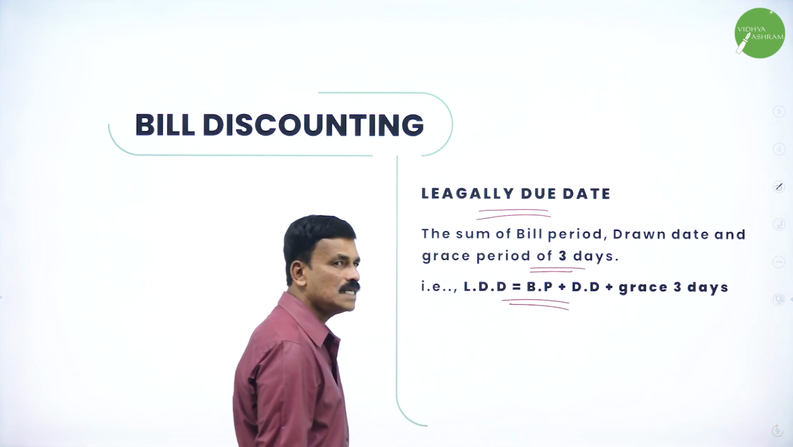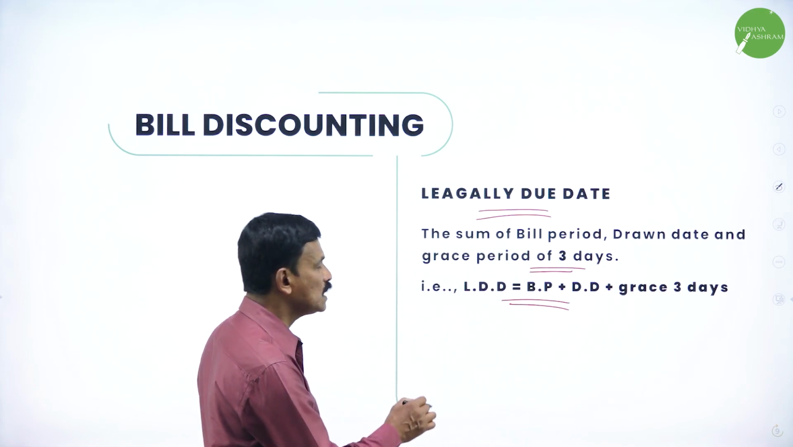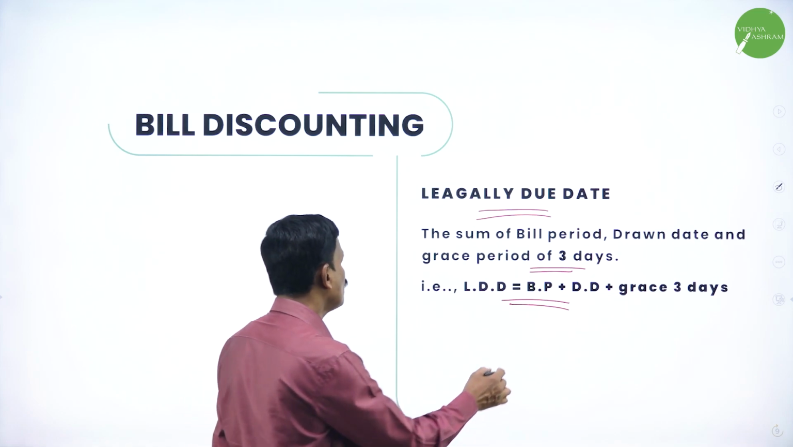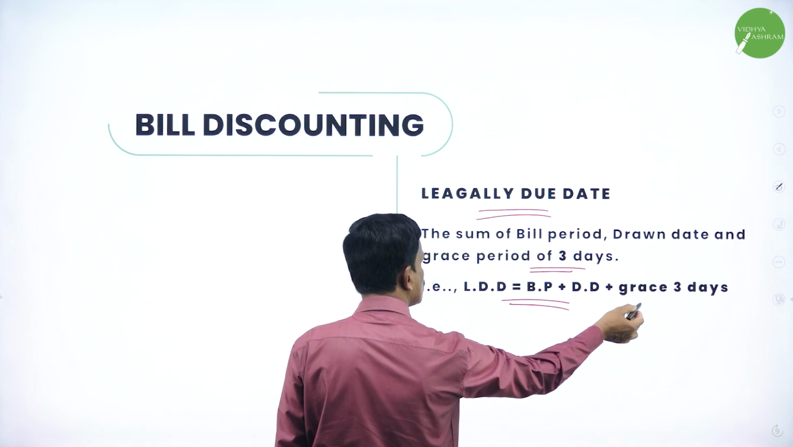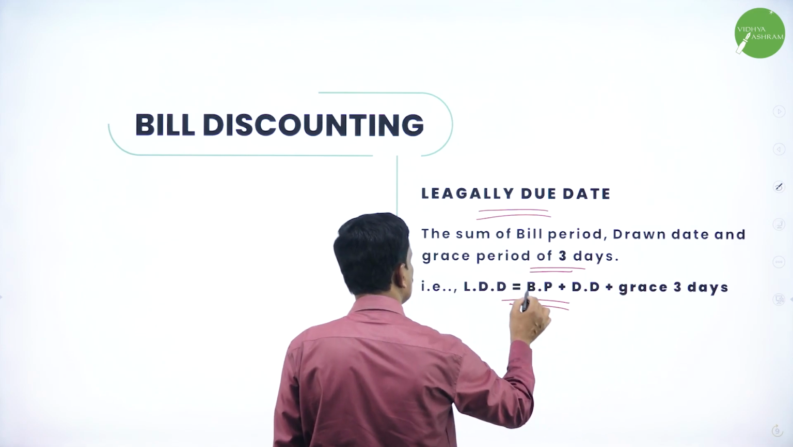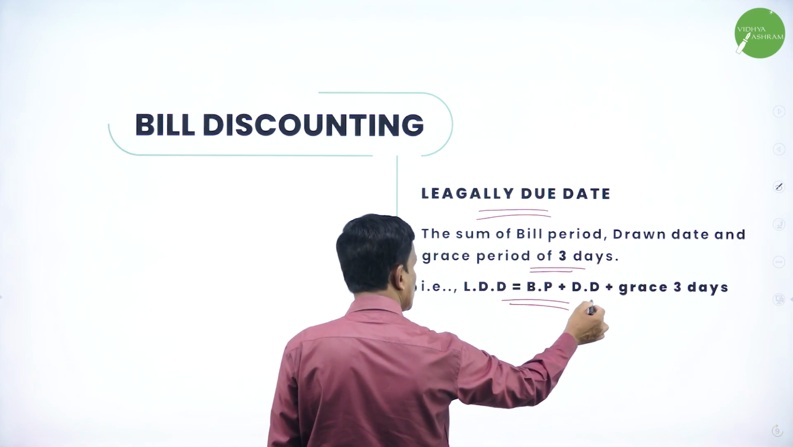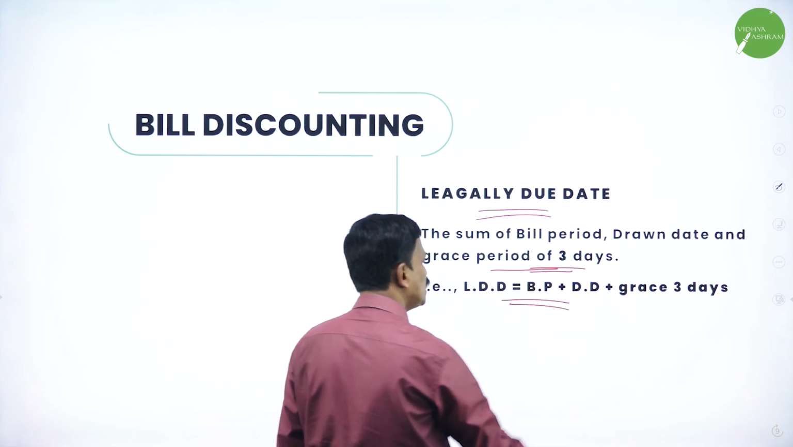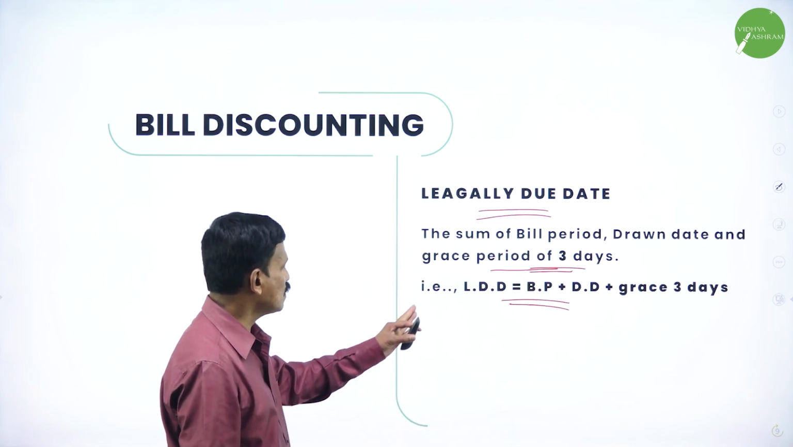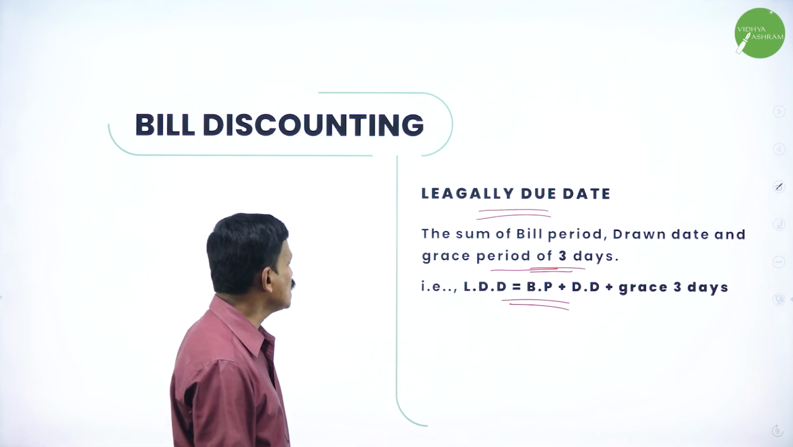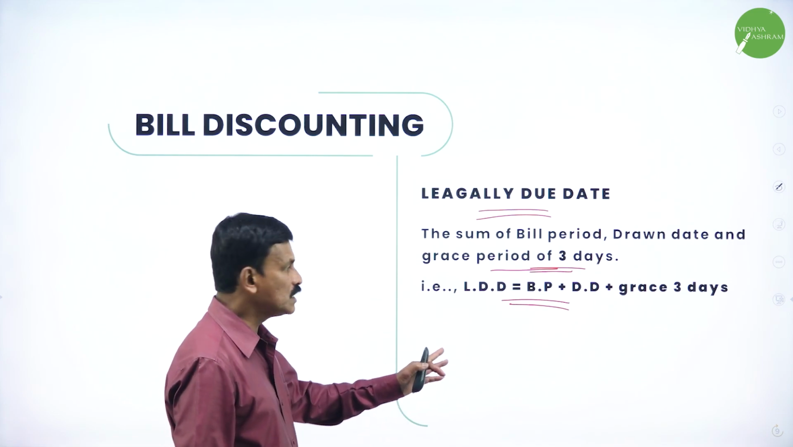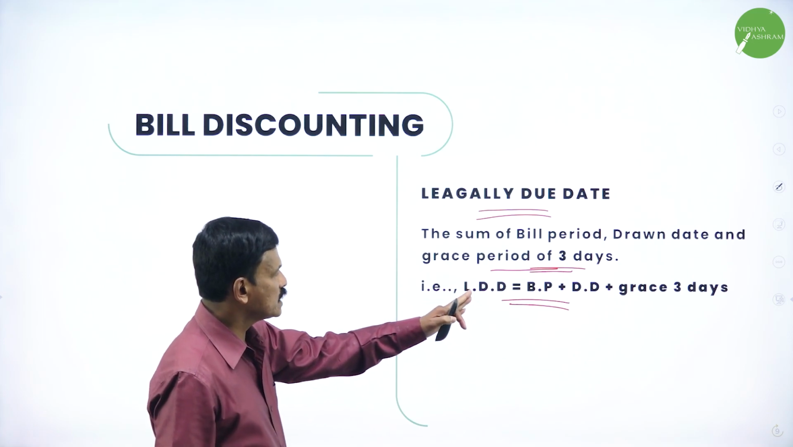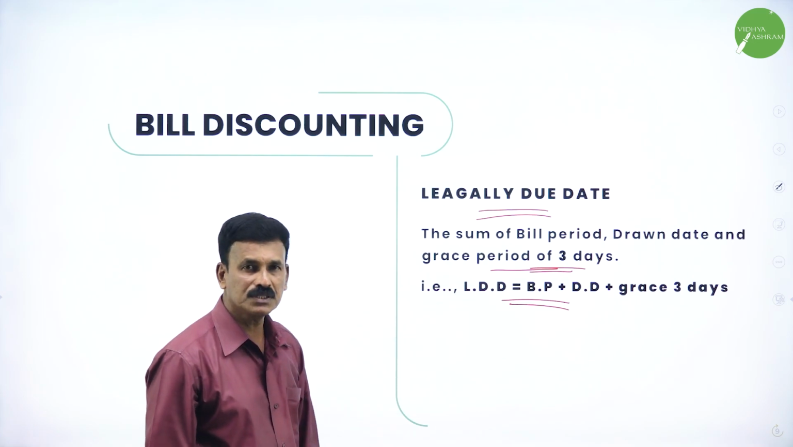That is LDD. LDD is called the legal due date, the sum of the bill period plus drawn date plus grace of 3 days. Bill period plus drawn date and the grace period of 3 days, all these together, is called legal due date, denoted as LDD. Therefore LDD is equal to BP plus DD plus grace period of 3 days.